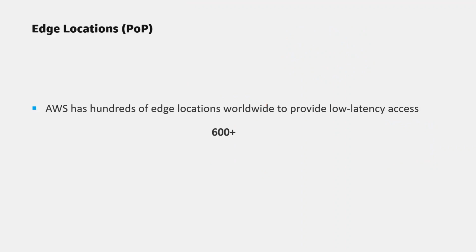AWS has hundreds of edge locations worldwide to provide low latency access. Now, this is the keyword that you want to hold on to. Okay, so these edge locations, or sometimes known as the point of presence, provide low latency access to end users. And by the time of this recording, AWS has more than 600 edge locations that are deployed in major cities around the globe. So these are basically AWS's data centers that will provide low latency access to end users.